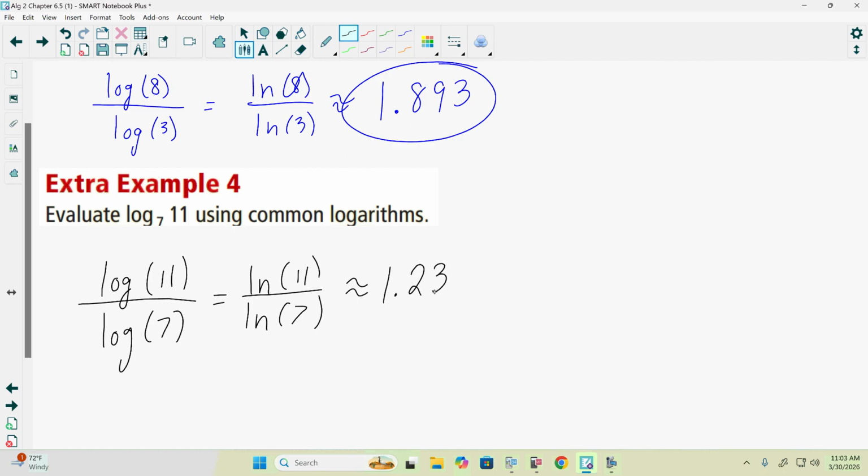So natural log of 11 over the natural log of 7. So when we want to evaluate log base 7 of 11 and I don't have a calculator that can do that log base, instead of trying to work it out and find it out, I can say log of 11 over log of 7. It gives me more options.